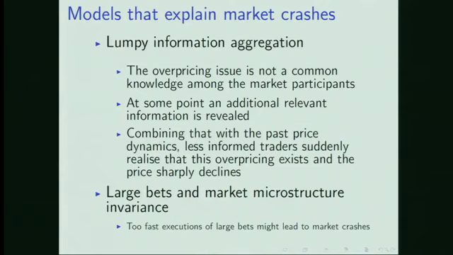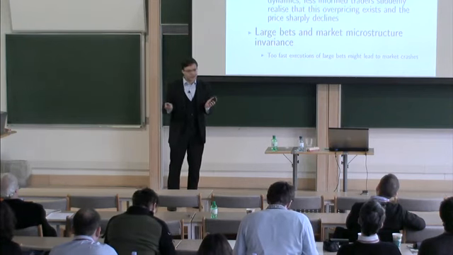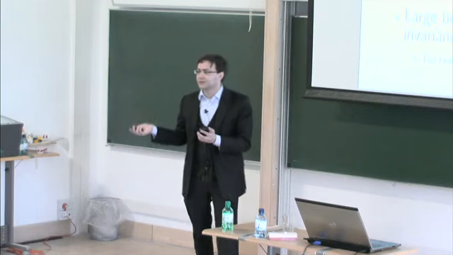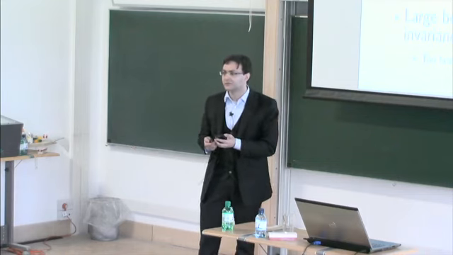The fourth group of models is called lumpy information aggregation or informational cascade. The idea for this group of models is that it's not common knowledge that we have overpricing, but at some point we get some additional information, and this small signal gives us an idea that we have overpricing. This signal comes at some random time, and then all the agents combine this information with all the past price dynamics. They realize that we have overpricing, and then we have a correction for the price.